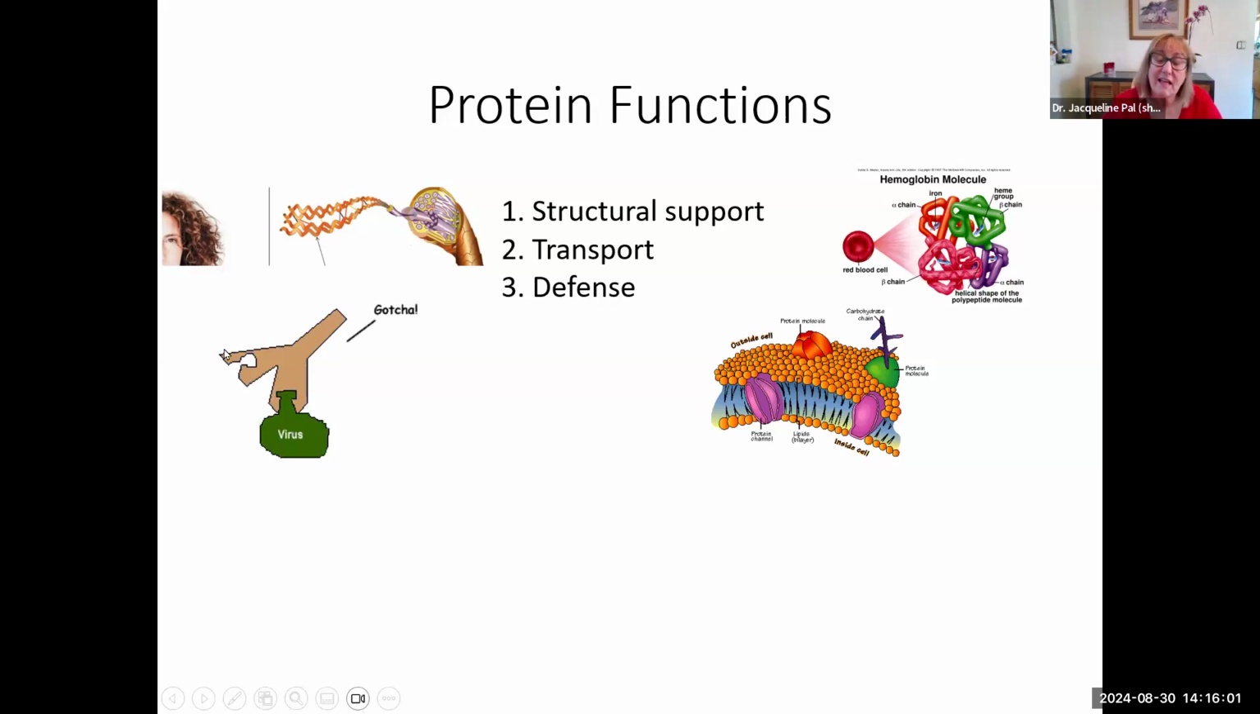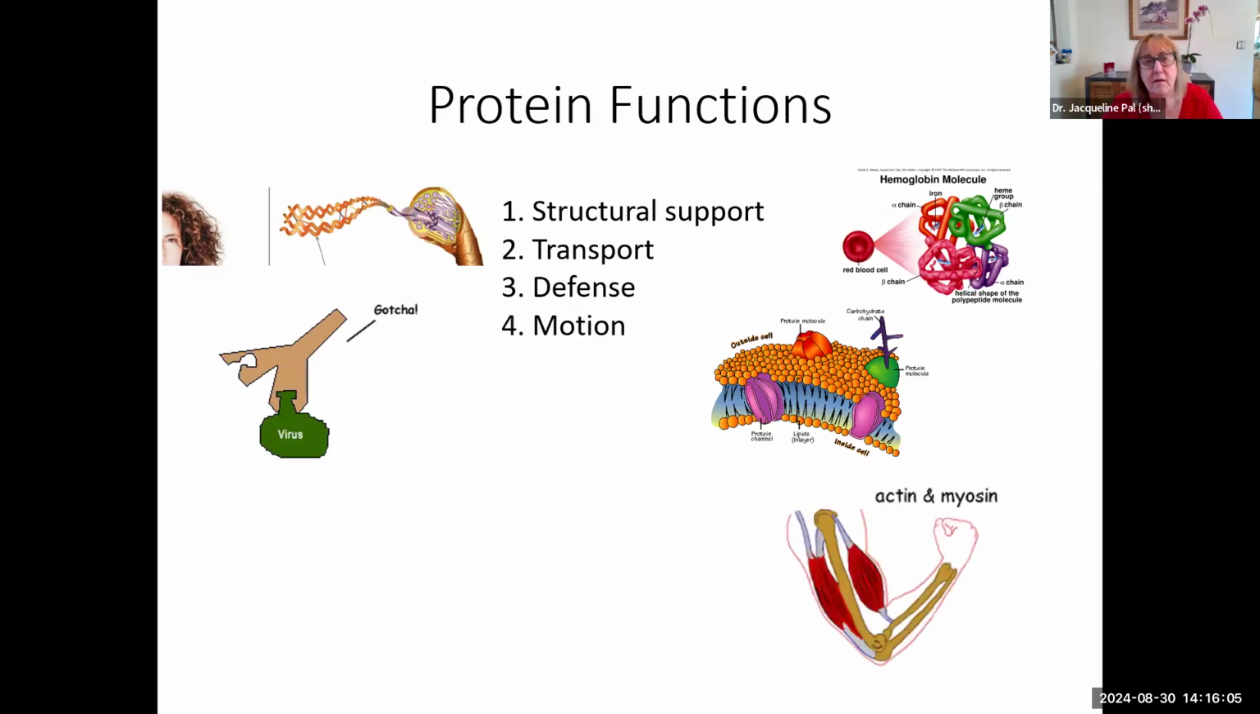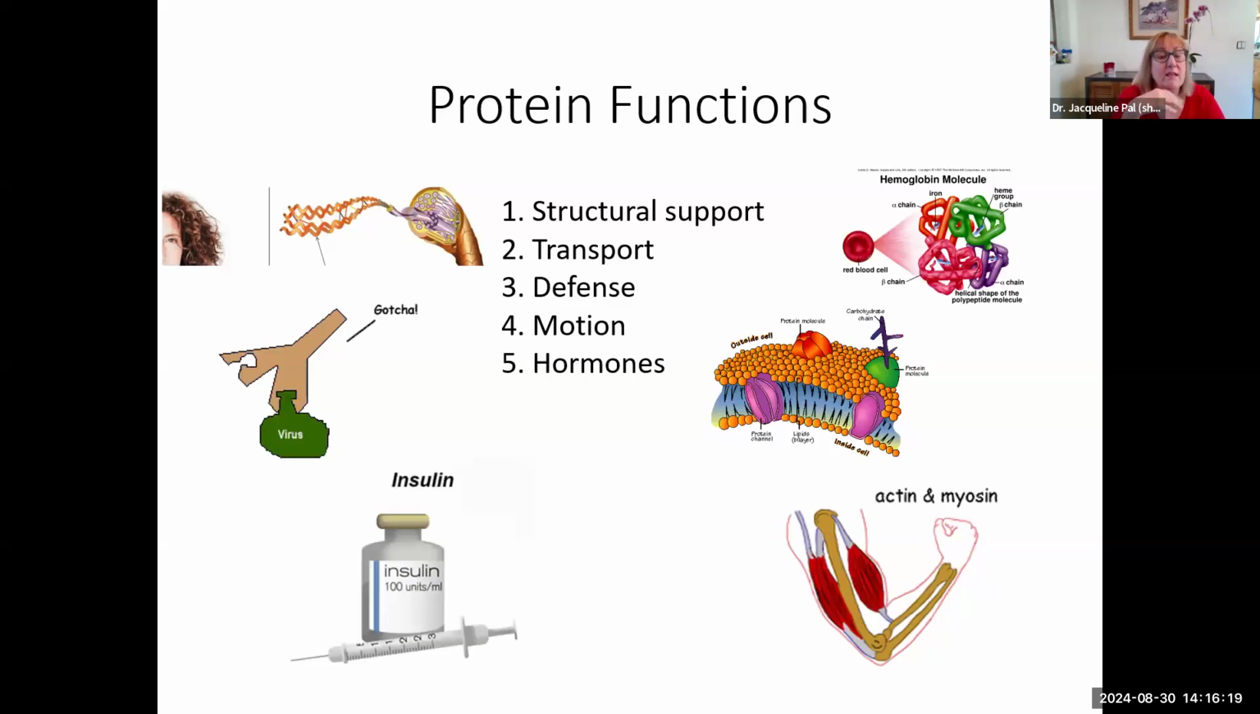You may have heard about antibodies. That's an example of a protein involved in defense. We have proteins involved in motion in our muscles. We have proteins known as actin and myosin. We have other proteins as well, but these are proteins you may have heard of previously. Some of our hormones are proteins, some of our hormones are non-proteins, but an example of a hormone that is a protein that you almost certainly have heard of is insulin.